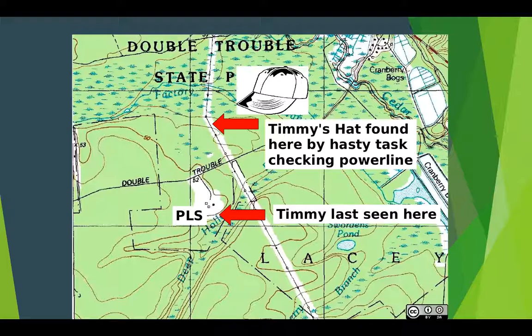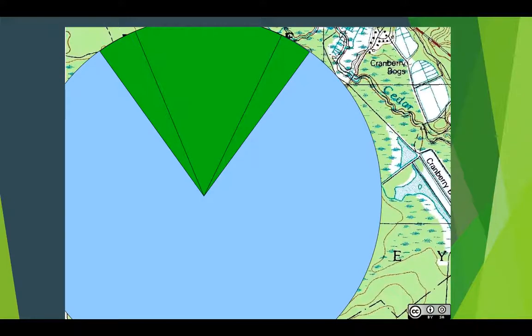And so instead of the massive circle like we saw here, in this particular search, we have a very different search radius. And we can limit, at least initially, our search to these directions based upon the location of the clue found by the hasty searchers.